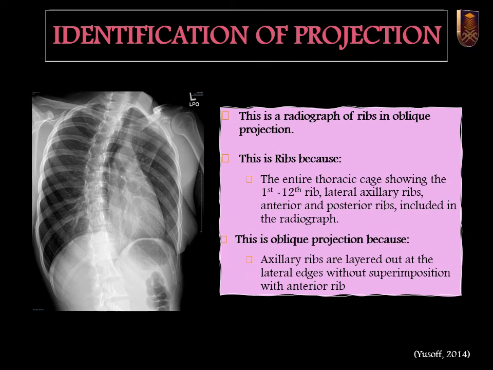This is a radiographic image of ribs in oblique projection. This is ribs because the entire thoracic cage, showing the first to the 12 floating ribs, the axillary ribs, as well as the anterior and posterior ribs, is included in the radiograph. This is oblique projection because we can see the axillary ribs under investigation are layered out at the lateral edges of the radiograph without superimposition with the anterior ribs.